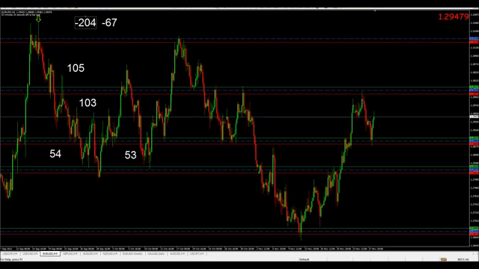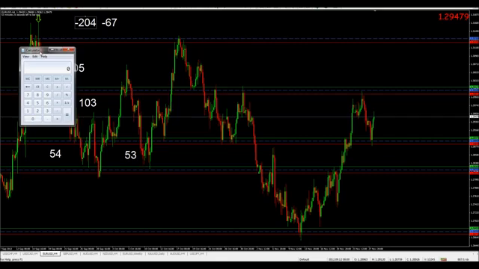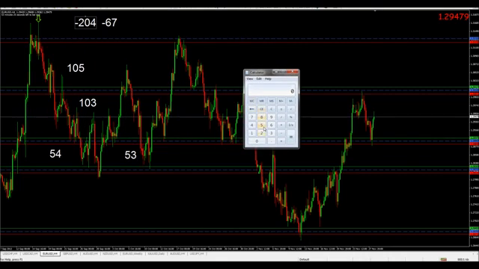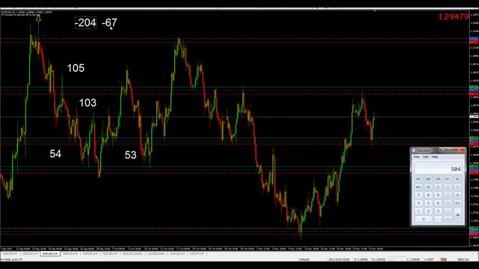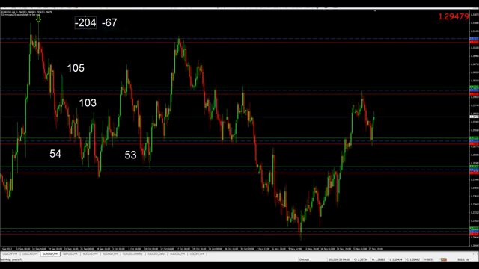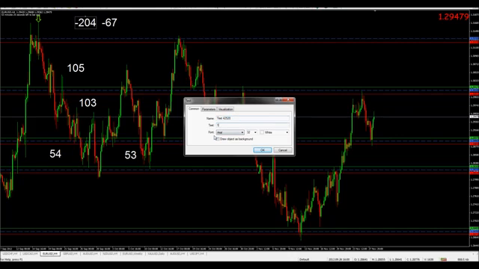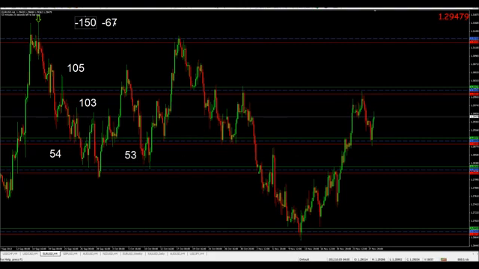So go back to my calculator again. I mean, 54 pips, I don't even know why I'm doing this. That's 150. Oops. Bear with me, people. You'll see how this works in a second. So that's minus 150. It's starting to look a bit better, yeah. And minus 13.